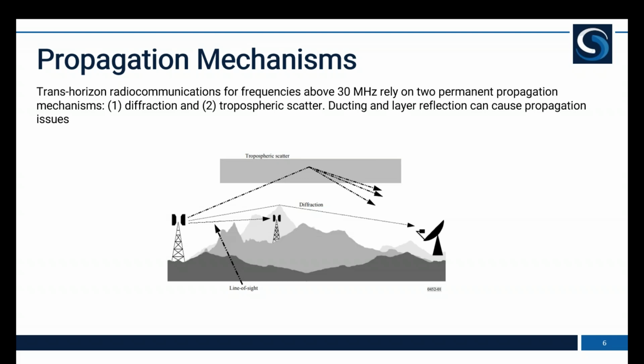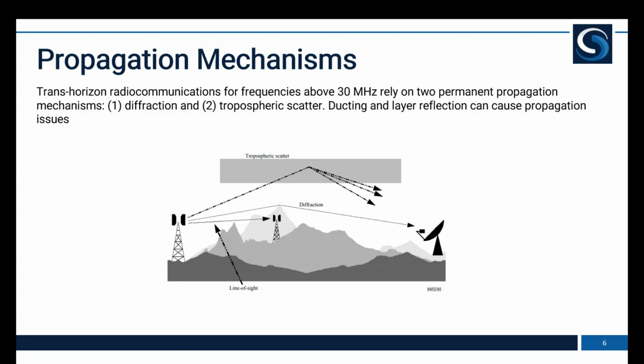Now we'll go on to the propagation mechanisms. There are two main ones that are of interest for transhorizon communications. These links are typically above 30 megahertz and into the gigahertz range. And what you will be mostly interested in is the diffraction and the tropospheric scatter effect. Of course, there are other phenomena such as ducting and layer reflections that can occur, and they are covered in the ITU-617, but they're secondary. The primary propagation mechanisms are diffraction and the troposcatter effect.